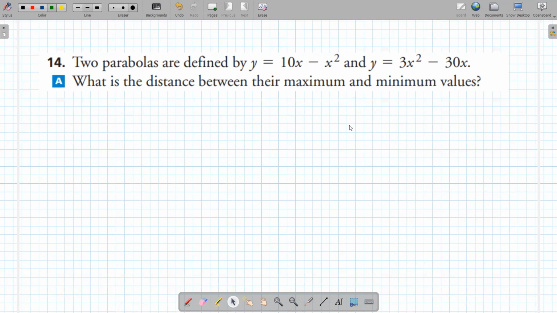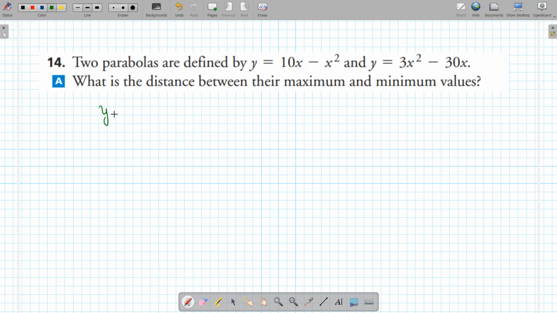So here we're given two parabolas, which just means two quadratic equations. And we need to find the distance between their max and their min values. A little bit tricky. How do we approach this? I always like graphing my quadratics.